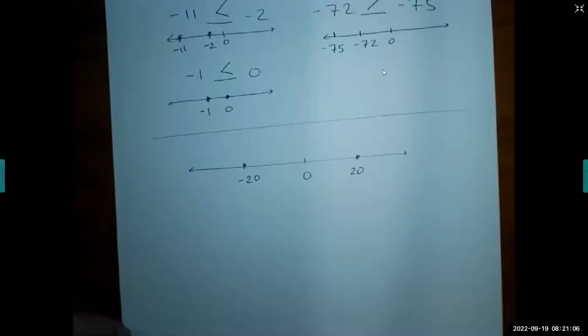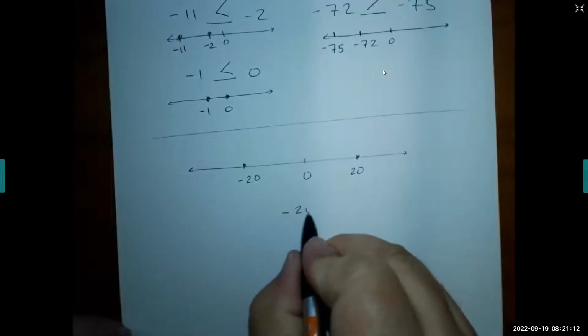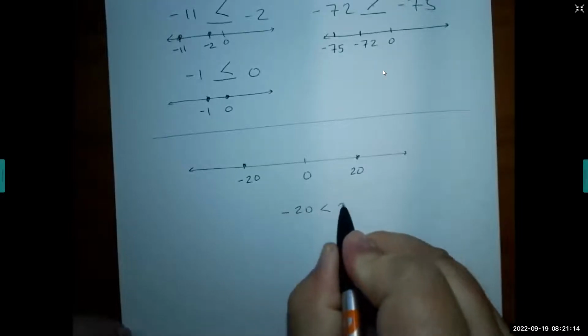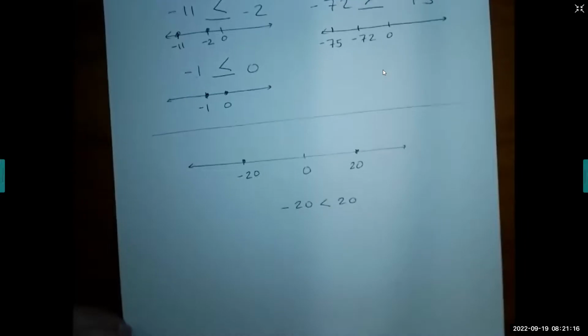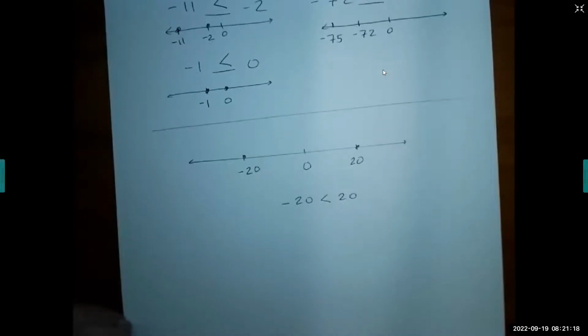We have -20 and 20. Obviously, we know now that -20 is less than +20. How can we make them equal? No, because if you put less than or equal to, that doesn't make it always equal to. It can mean it's less than or equal to. But it's a good try though.